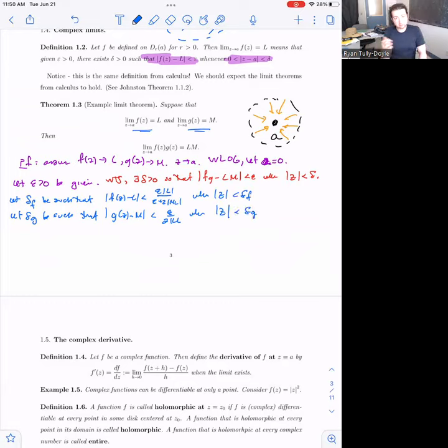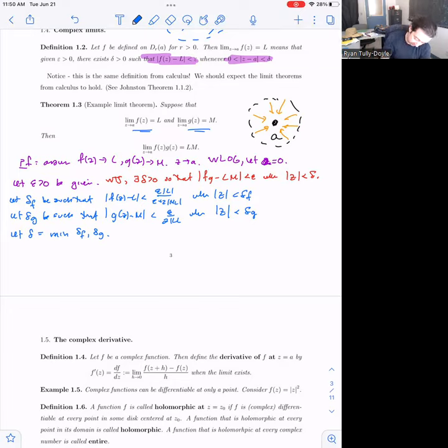And then the delta that controls both of the functions simultaneously will just be the minimum of these two, so that both inequalities hold at the same time. So let's let delta be equal to the minimum of delta f and delta g. Now we're going to use the triangle inequality. This is going to be a fancy setup just so that we can invoke the triangle inequality.